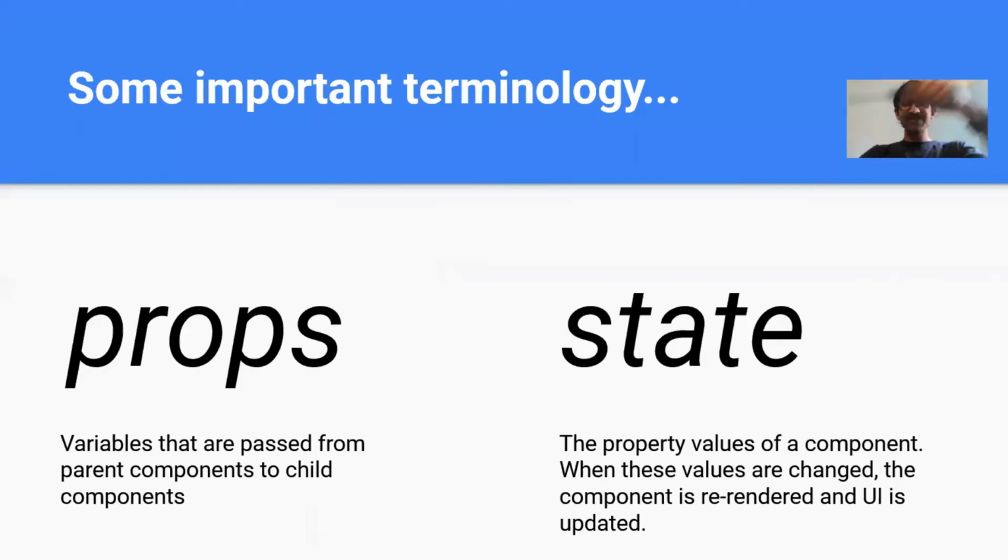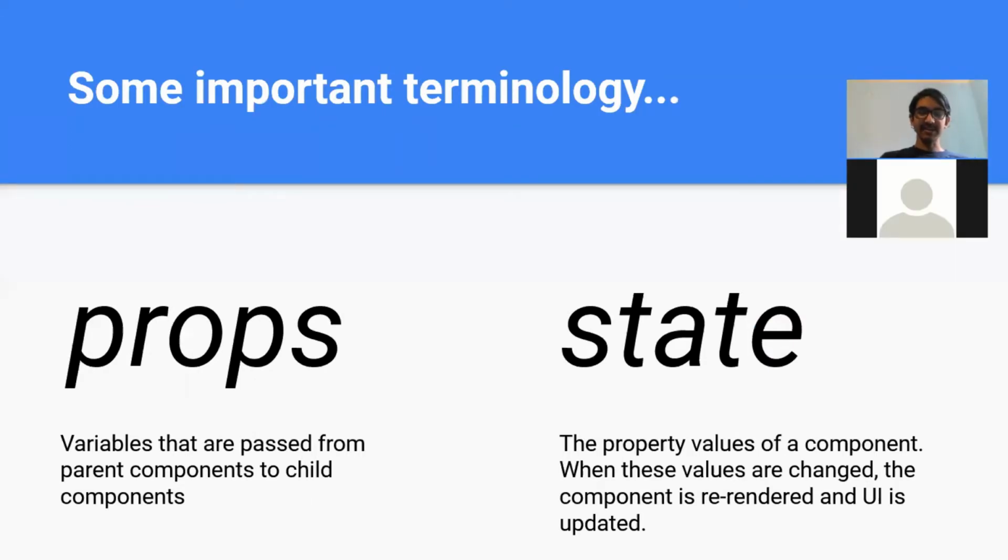If you wanted to pass data from the feed to the comment section or something like that, that would be really easy because you could just use props as the variables that are passed from parent to child components.